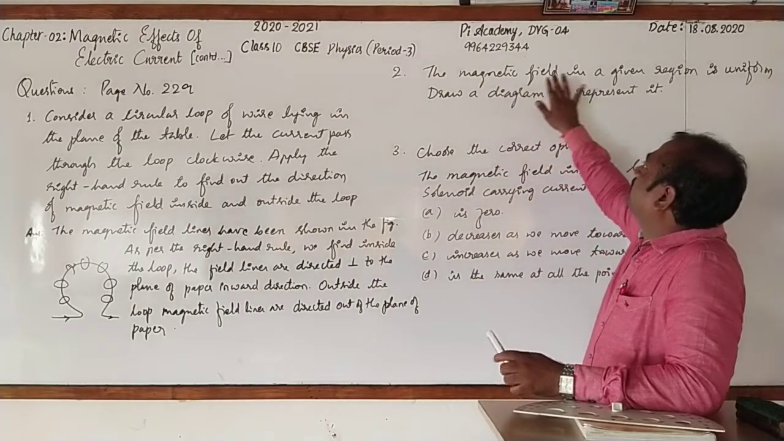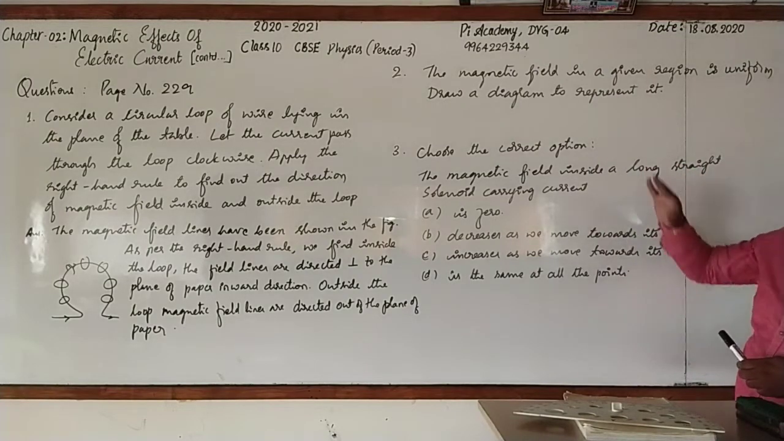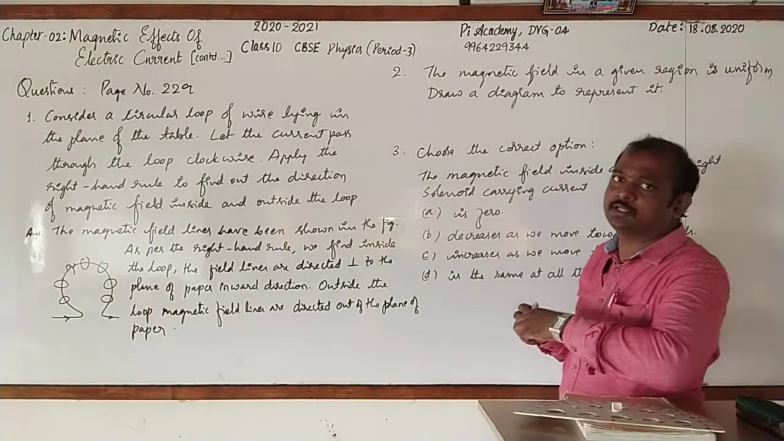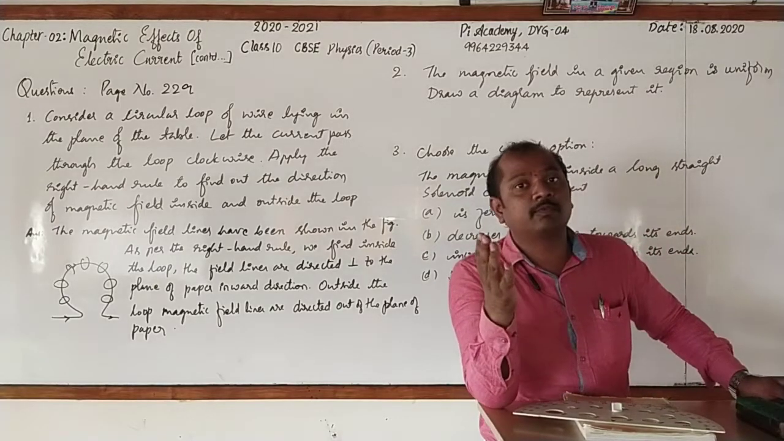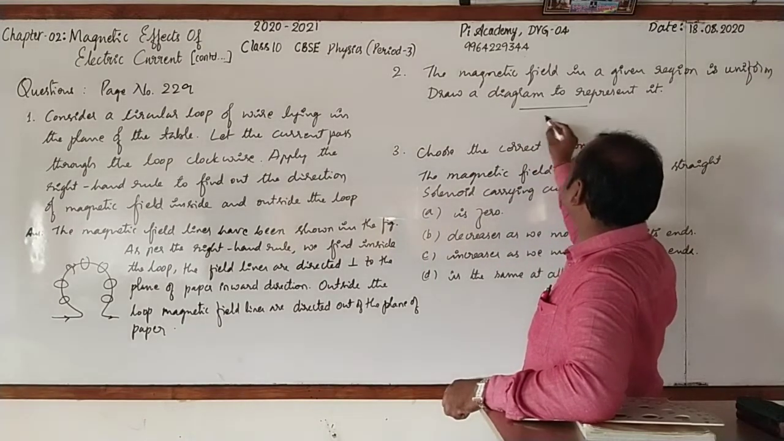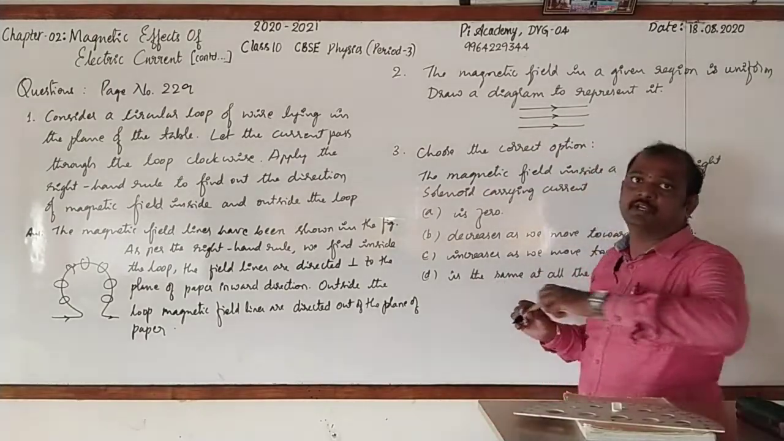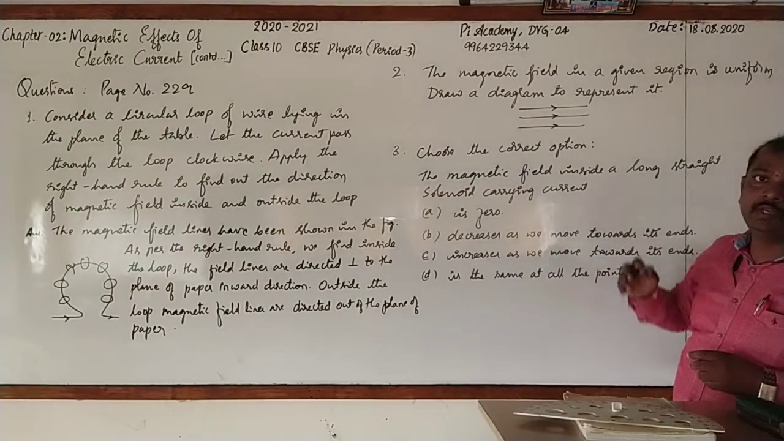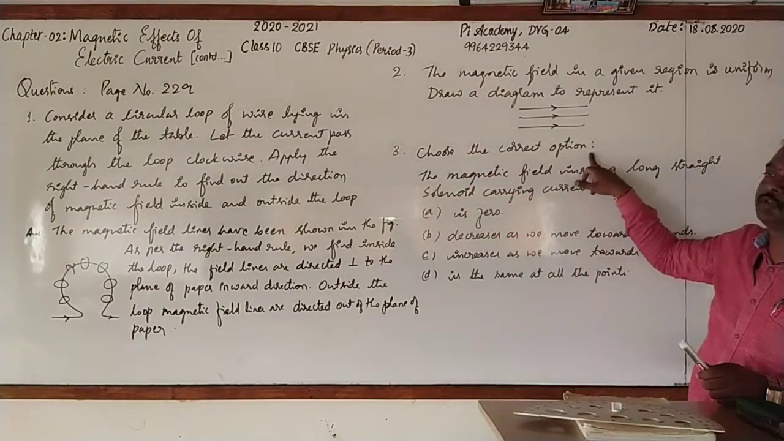Second question. The magnetic field in a given region is uniform. Draw a diagram to represent it. If the uniform magnetic field is there, then the lines of force will be straight and parallel. So I am going to draw the same. See that? These are the lines of force. They are straight and parallel, which is called uniform magnetic field. Third one. Choose the correct option.